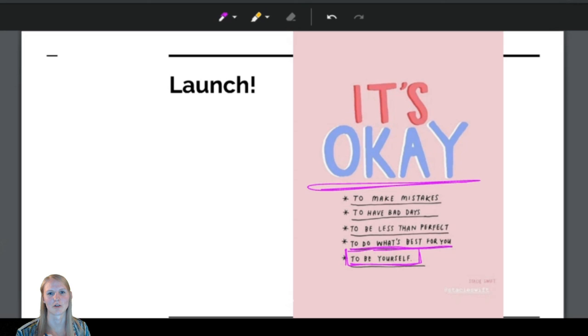Unapologetically yourself. Whether you wear makeup, whether you don't. Whether you're blonde, whether you're brunette. It doesn't matter. It's okay to be yourself. You are beautiful the way you are. You are handsome the way you are. And you are wonderful the way you are. It is okay to be yourself. And I really hope that you do embrace yourself and be yourself. That is my launch for you.